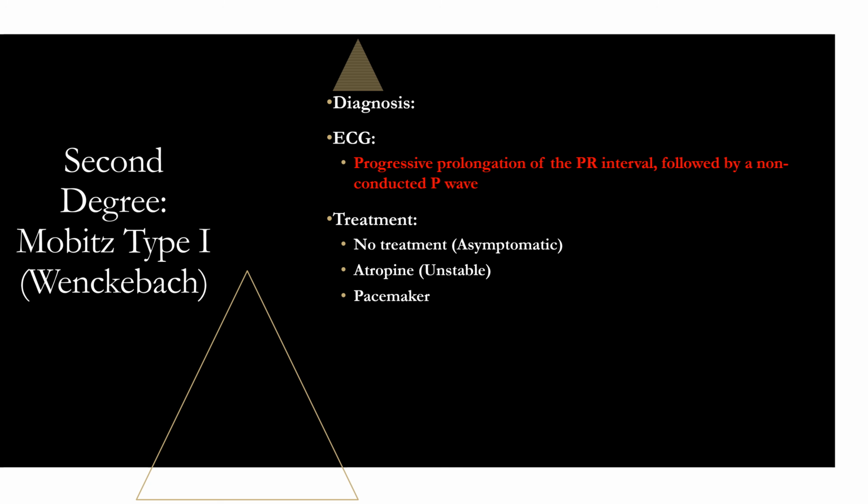On ECG, you're looking for longer drop. Then you have a Wenckebach. Treatment: asymptomatic, just observe. Symptomatic and unstable, atropine. And finally, last line definitive option is a pacemaker. Let's talk about our Mobitz type 2 next.